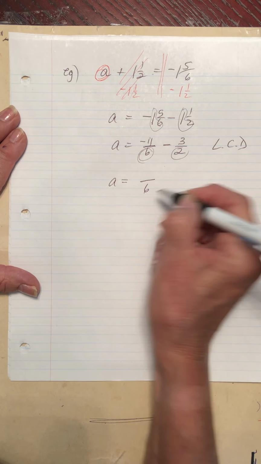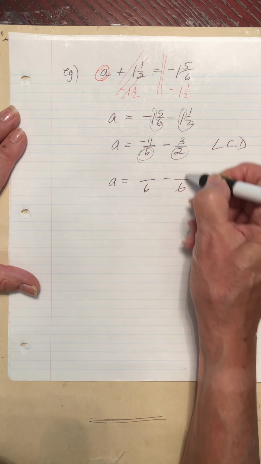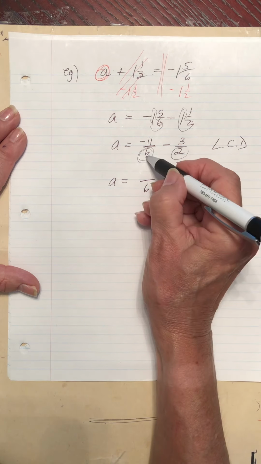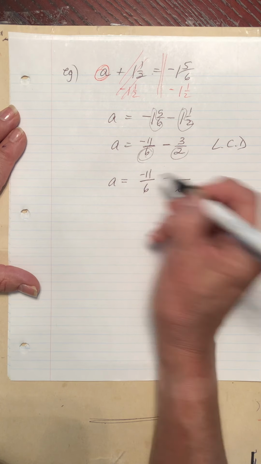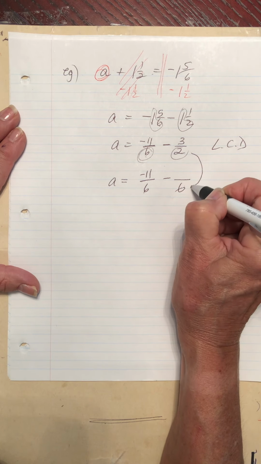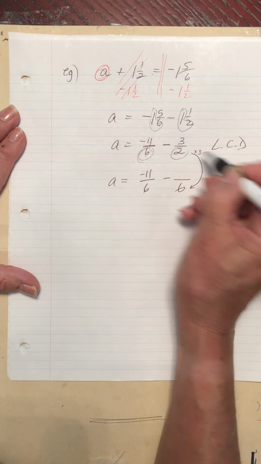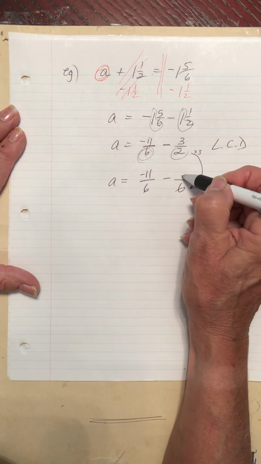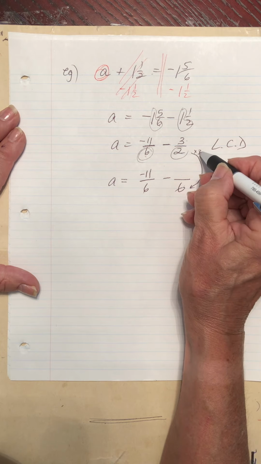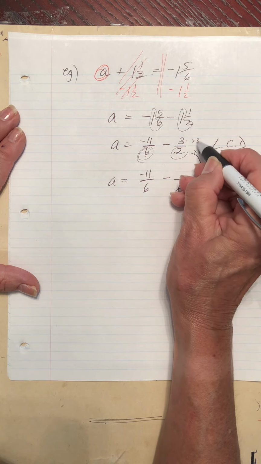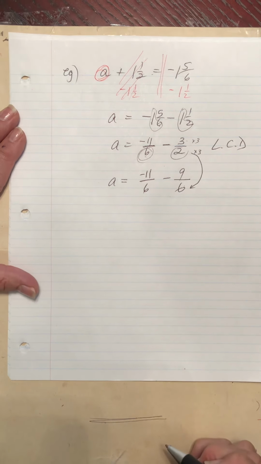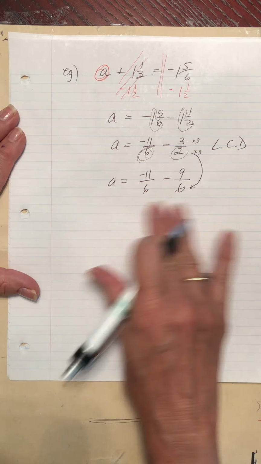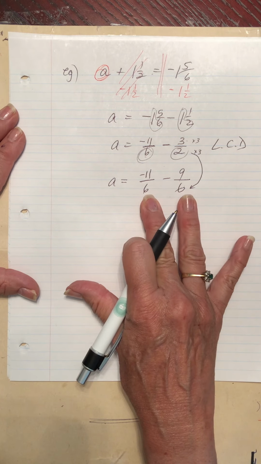So this one needs a 6 on the bottom, and this one needs a 6 on the bottom. This is already a 6, so nothing here has to change, but to make a 2 into a 6, I had to times by 3. So I'll have to do that to this top to have the proper new top here. So 2 went times 3, so now 3 goes times 3, and my new numerator is negative 9. Now everything is the same size pieces. We can put them together.